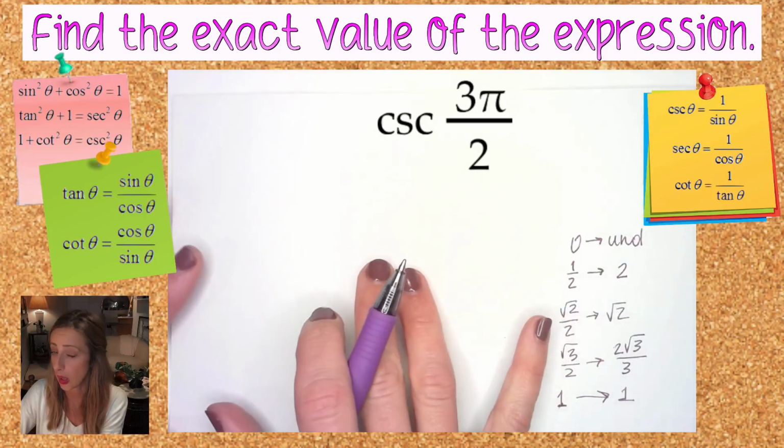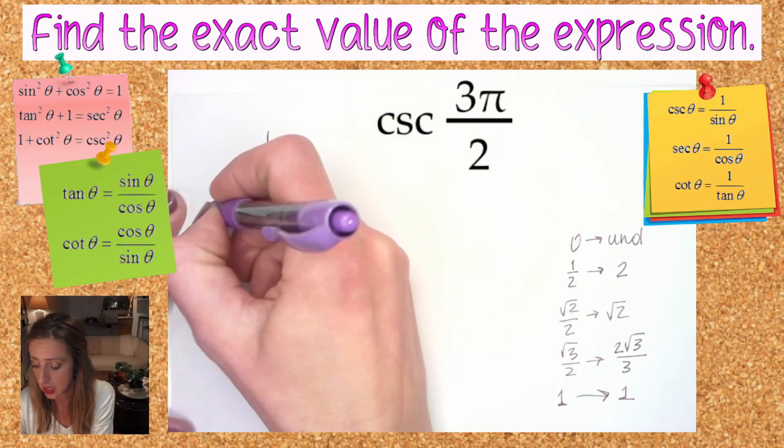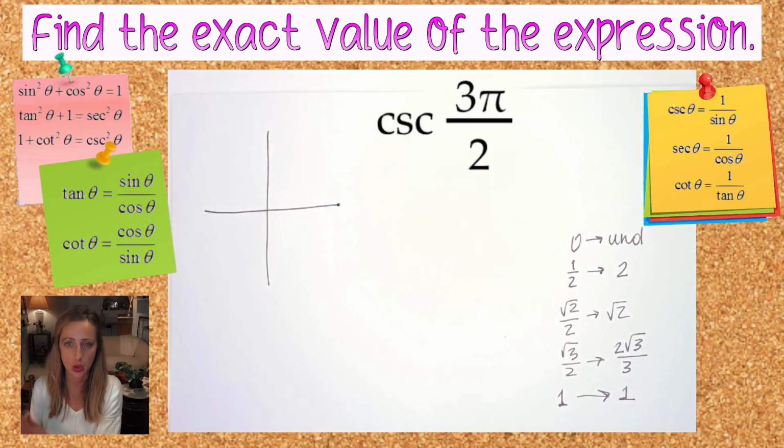We also need to know where exactly 3 pi over 2 is. This one should really be pretty easy. I would say the common mistake, though, is people mix up 3 pi over 2 with 2 pi over 3 when they're going too quickly. So if that's you, make sure you're slowing down.